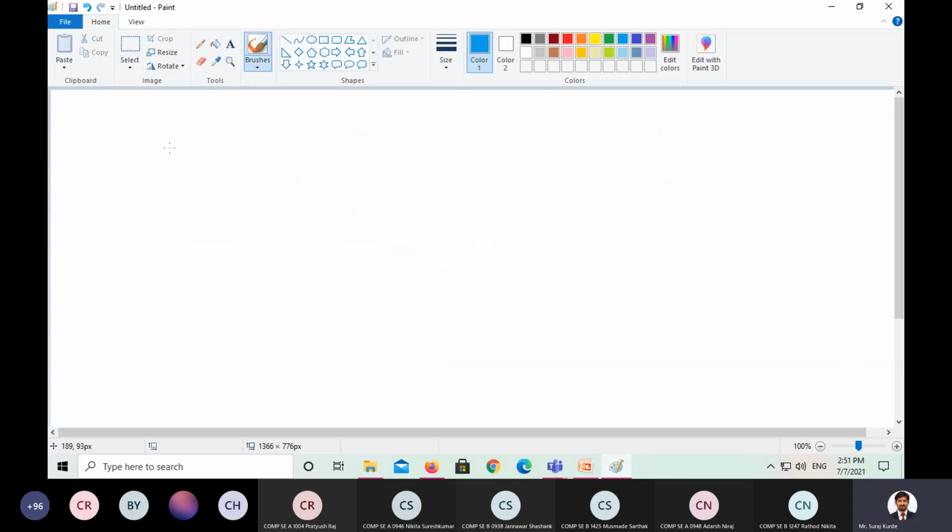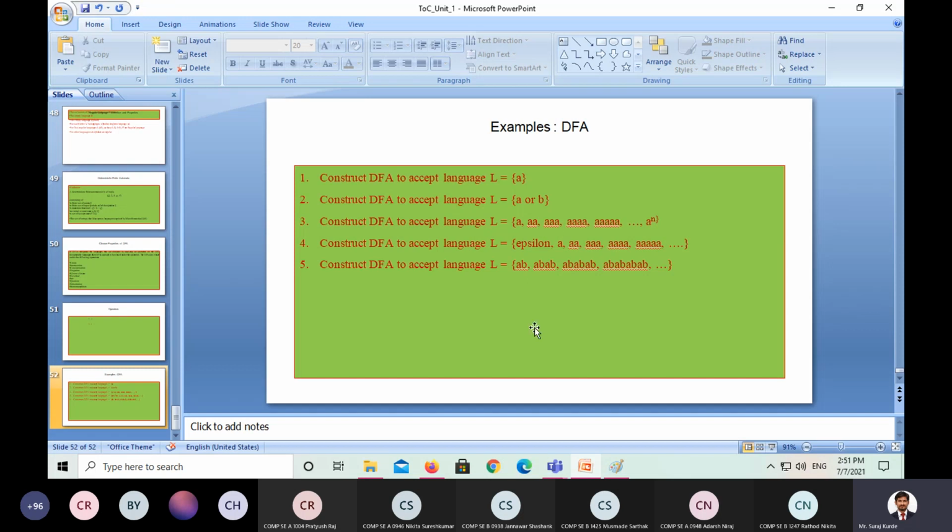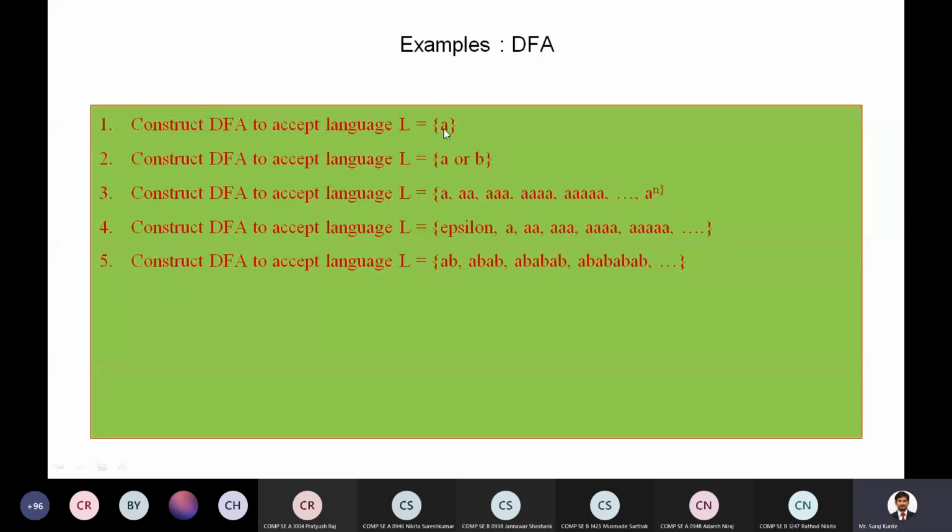Okay, let's solve some examples. Let me open the PPT. The first two we have already seen, A or B. Now let's draw the diagram. This one we have also drawn just now. Third, construct a DFA to accept the language L is equal to A, double A, 3 times A, 4 times A, and so on. So A is repeated n number of times, where n is greater than 0. When it is n equal to or greater than 0, then it is A star.